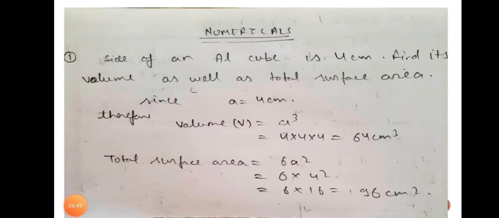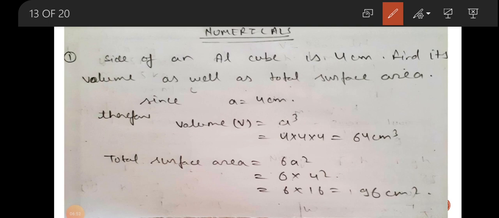Now moving forward, we will discuss some numericals. Some are from your exercise, and some are taken from your solved examples. First: the side of an aluminium cube is 4 centimeter; find its volume as well as its total surface area. Since it is a cube, the volume is equal to side cube, so 4 into 4 into 4 is 64. Since the unit is centimeter, the unit of volume will be centimeter cube. This can be converted into meter cube by following the same concepts explained previously.